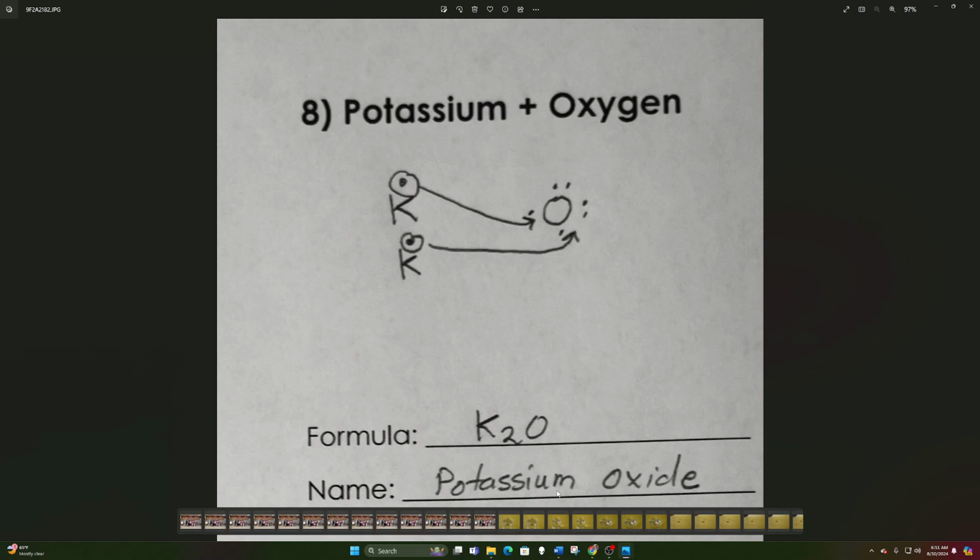The cation name is never changed, and it's always first. And oxide. So that's more than one syllable. It's oxygen, and the "ygen" is replaced by "ide" in this case. I think for the rest of them, it's just the last syllable. So that's it.